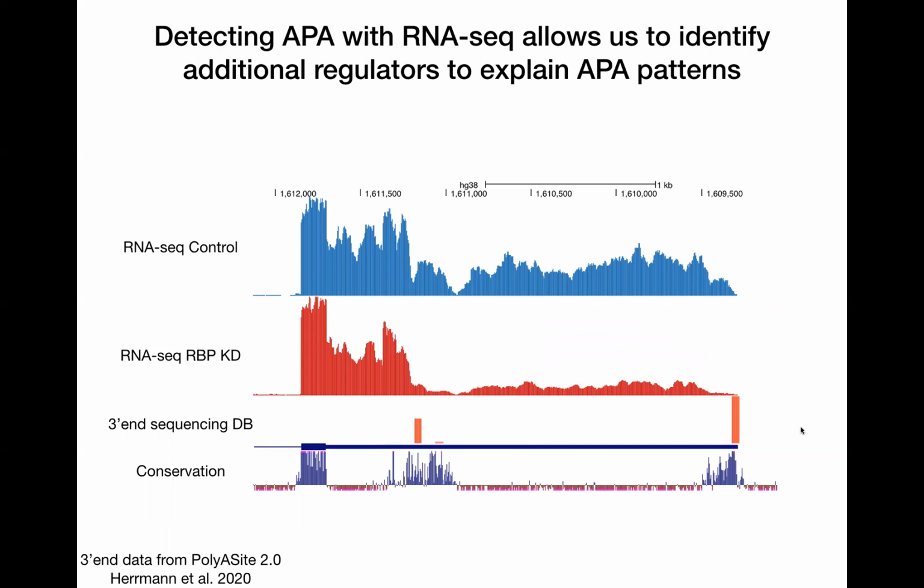You can see in this example, a number of tools utilize annotation and 3' end sequencing databases to define polyadenylation sites and measure quantifications of relative usage of those polyadenylation sites. And other tools still can detect these directly de novo, looking at RNA-seq coverage.